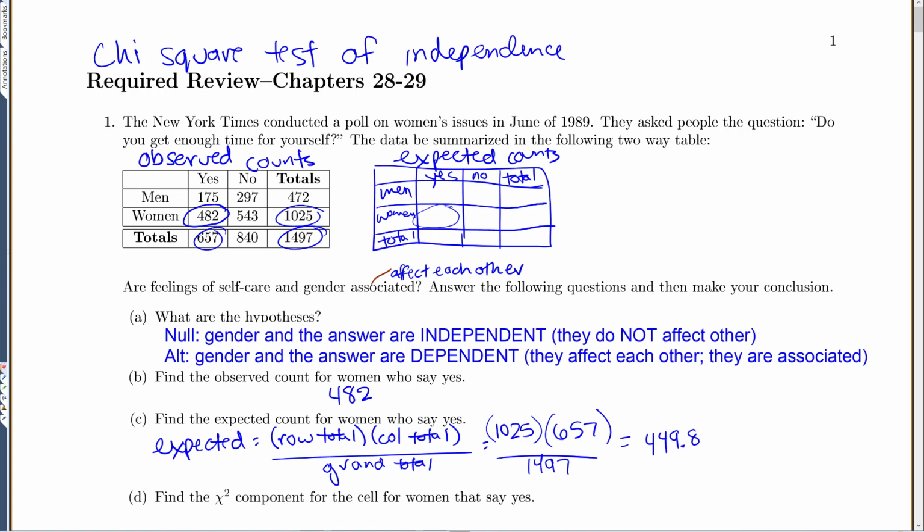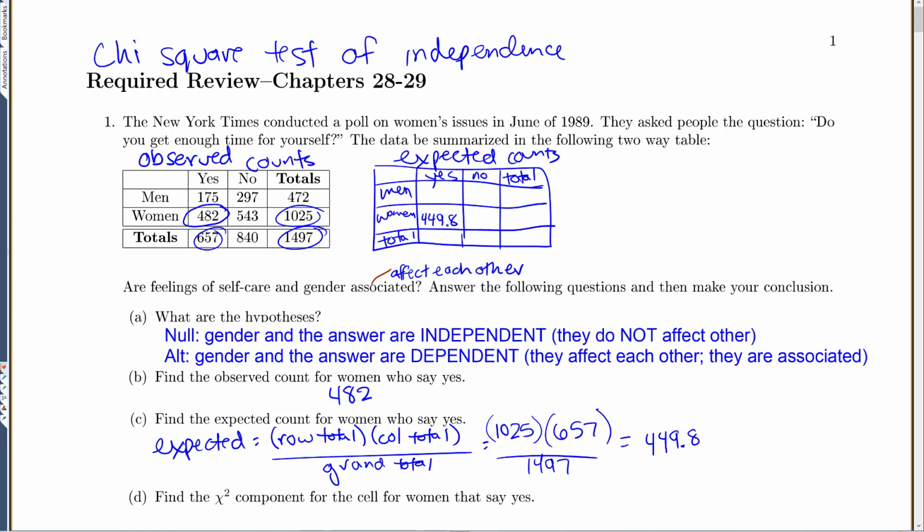Okay. And it would be for just that one. That doesn't mean you don't have to do it for all of the values, but she's going to ask you about one specifically because grading an online exam, you can only ask specific parts. So we found our expected value, 449.8, for the women who say yes.